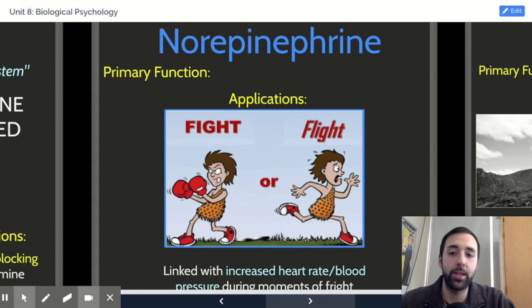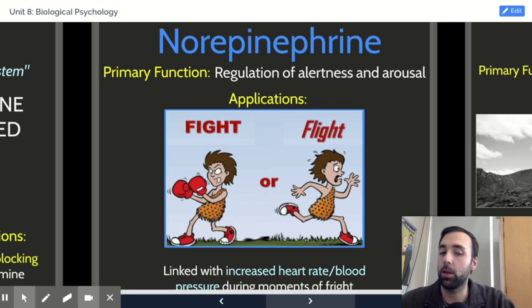The fourth neurotransmitter is norepinephrine. Norepinephrine is active in order to help us with alertness and arousal. So assuming you're not sleeping right now, assuming you have some degree of alertness, there is definitely activity in your synapses where norepinephrine is active, keeping you alert and focused.